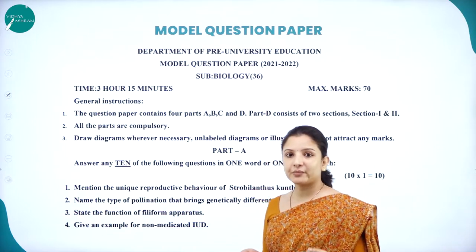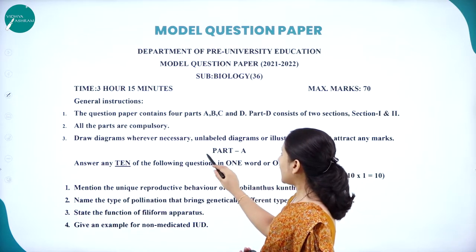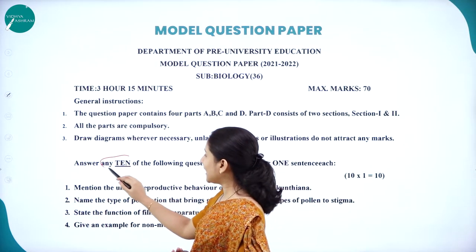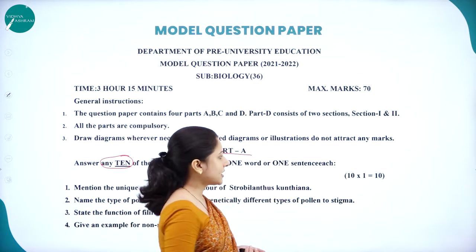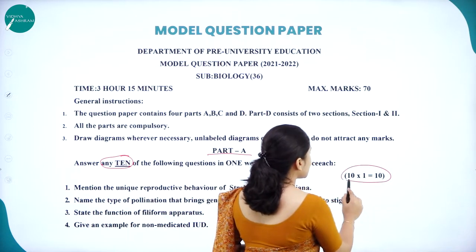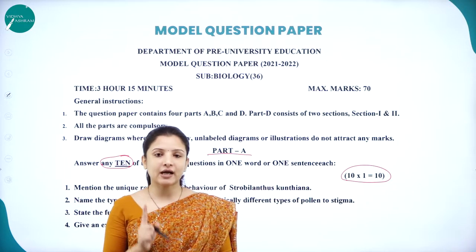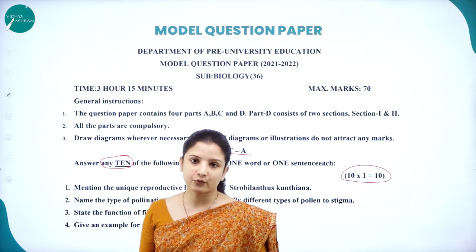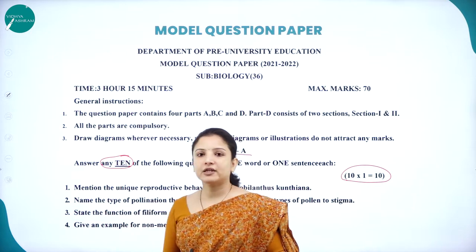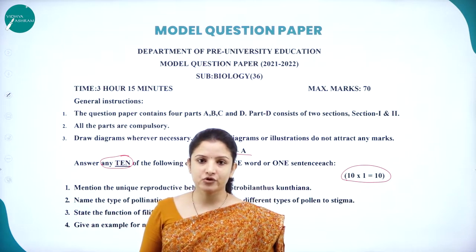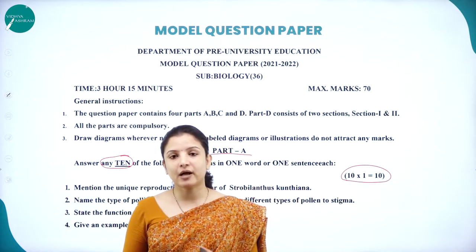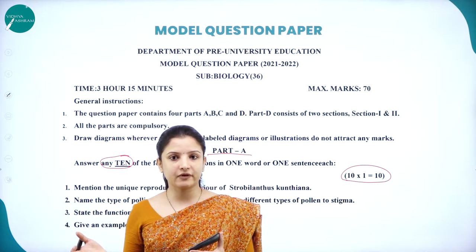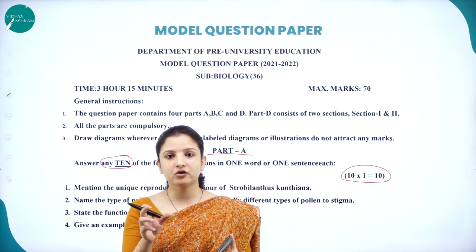So as I told you, the question paper is divided into four parts, wherein under part A, you have 15 questions out of which you need to answer any 10. So answering 10 will fetch you 10 marks, wherein each question will carry 1 mark. You can answer the question either in a word or in a sentence. It depends on what type of question is asked. Say, for example, who is called the father of evolution? No need of writing and wasting your time, as in the father of evolution is Charles Darwin. Just in a word, you can write Charles Darwin.